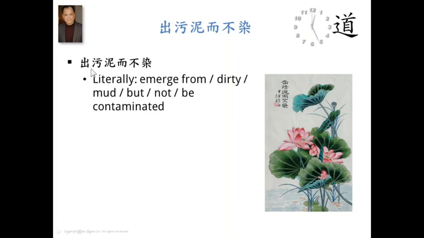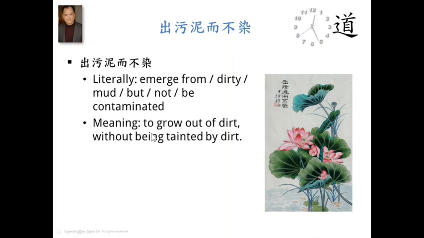出, to come out of, to emerge from, that's the first character. Second character, 污, dirty, filthy. 泥, third character, mud, because at the bottom of the pond there's mud. Then 而, that's a connective character. 不, that's a negation, no, not. And then the last character, 染, to take on the color of what you are next to, to be contaminated, to be tainted. When you put all of these together, the meaning is to grow out of dirt, to emerge from dirt without being tainted by dirt.